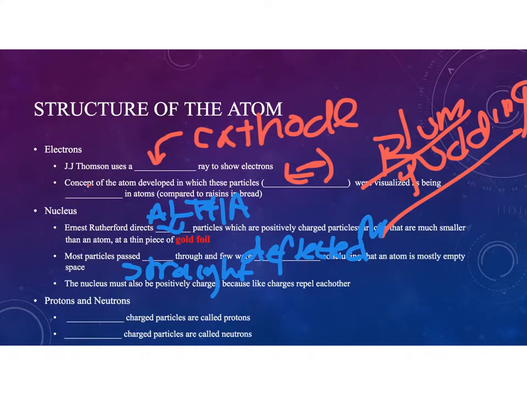Okay. Protons and neutrons. Protons are positively charged particles, and neutrons are neutrally charged particles, obviously stemming from the names: positive, neutral.